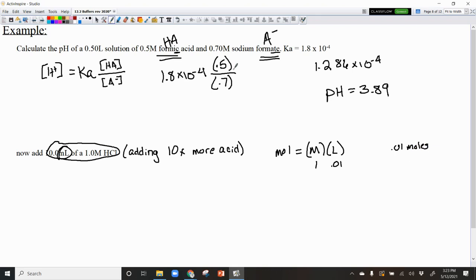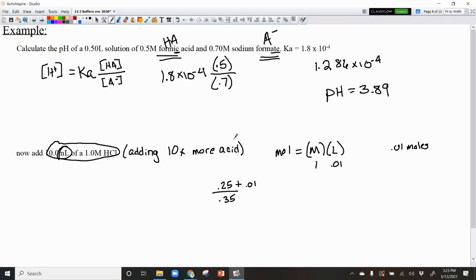Now let's convert this to moles, because here we have moles. So how many moles of formic acid do we have? Well, we have 0.5 times 0.5, so that's half of 0.5, which is 0.25, right? And then 0.5 of 0.7 is 0.35. So now we're in moles. Now we're adding an acid. So which one of these is the acid? The acid's on top. So we're going to add 0.01 moles of acid here.